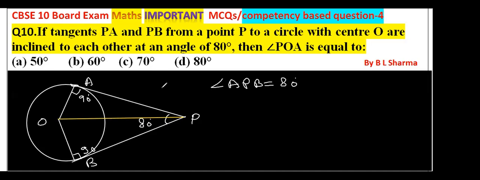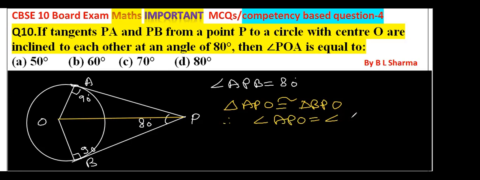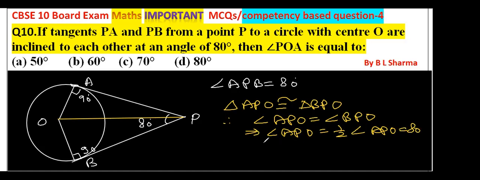We also know that these two triangles, triangle APO and triangle BPO, are congruent. Therefore, angle APO is equal to angle BPO, so angle APO is half of 80 degrees. So, angle APO is equal to 40 degrees.